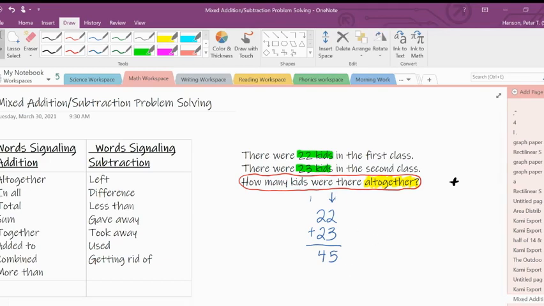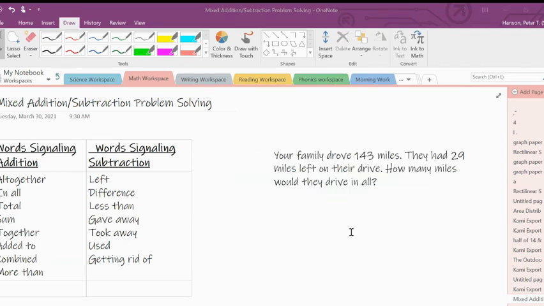Let's take a look at a couple others to see whether we can determine exactly what operation we need to do. The family drove 143 miles. They had 29 miles left on their drive. How many miles would they drive in all? So what word is telling me to do either addition or subtraction? What word or words are telling you to do that?